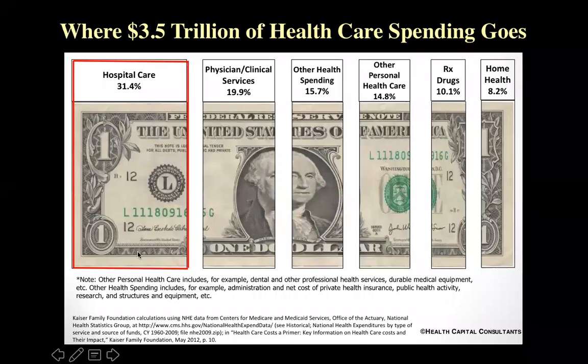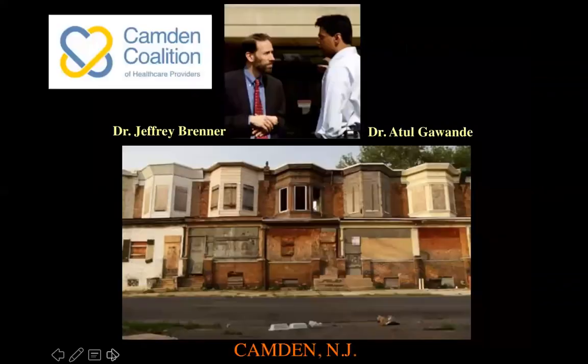And where does the bulk of all that huge spending go? It goes to hospitals. That's just the most expensive part of the healthcare system. So if you can keep people out of the hospital who don't need to be there, that's how you save a lot of money. And this is Dr.